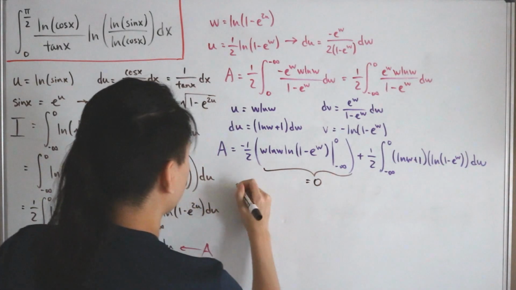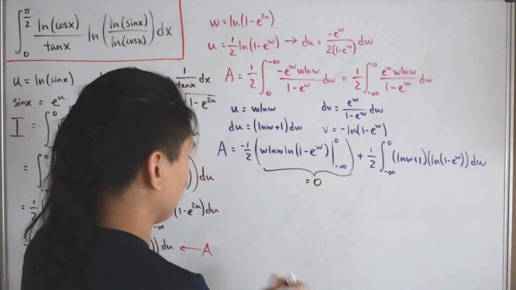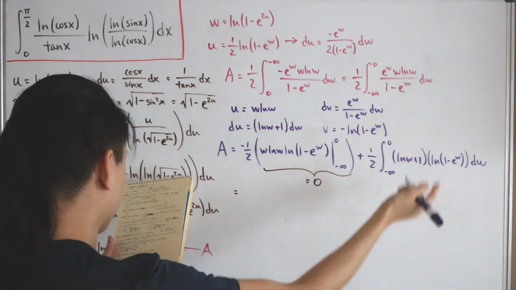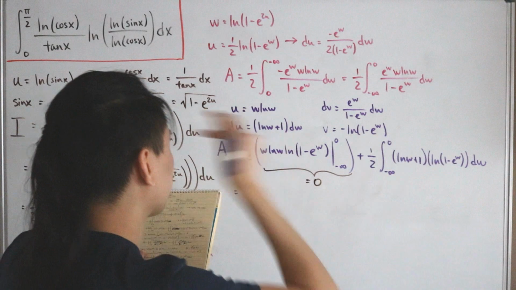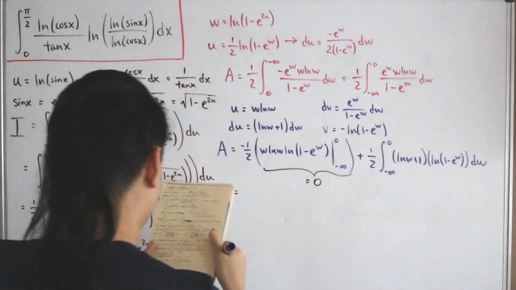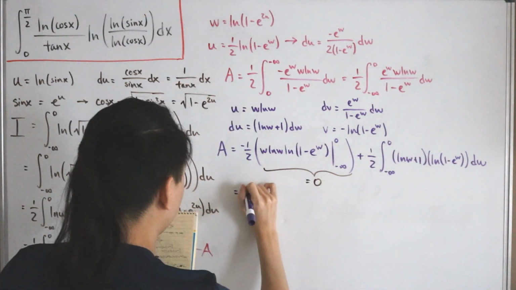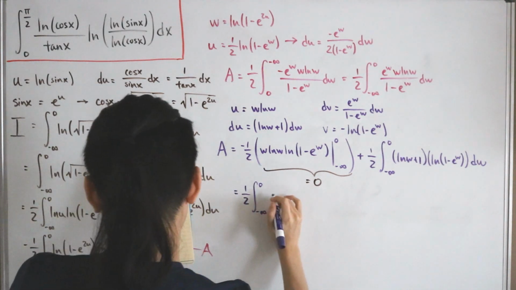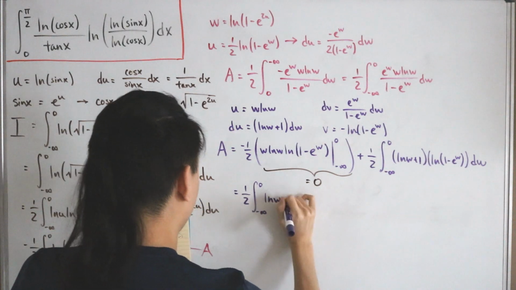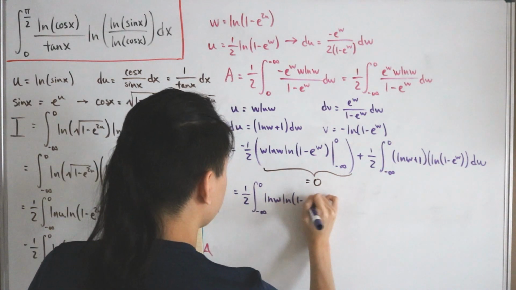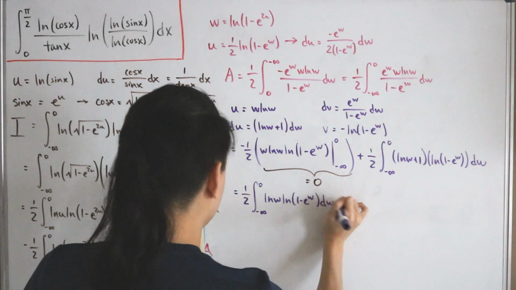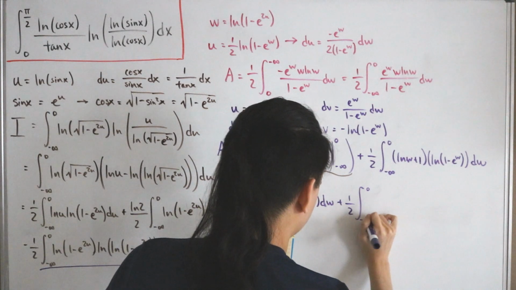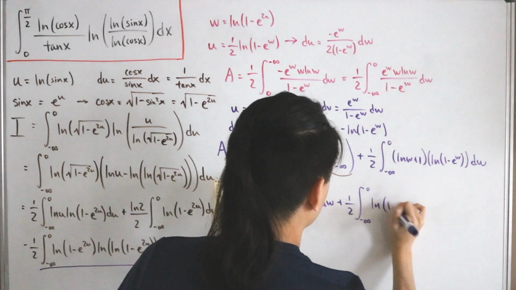Okay, and then to continue further, let me switch back to the purple for this. So now that just leaves us with this side. Going one step ahead, I'll distribute the ln of w plus 1 into here, then apply linearity yet again. So I have 1/2 multiplied with the integral from 0 to negative infinity of ln of w times ln of 1 minus e to the w, dw. Then add this with 1/2 times the integral from 0 to negative infinity of ln of 1 subtract e to the w, and then dw.